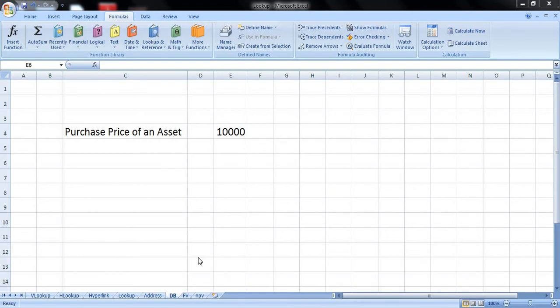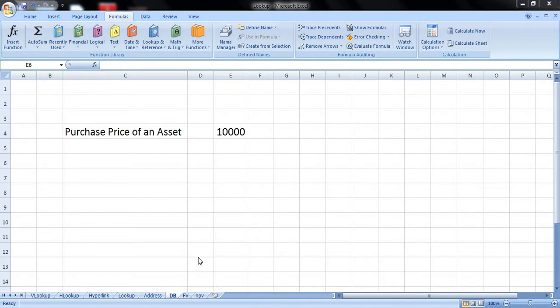Let us understand in this video various functions of the financial category in MS Excel. Financial category functions are used to calculate or analyze financial information. We can calculate, analyze, and interpret various kinds of financial information using these predefined functions of MS Excel. Almost all the necessary financial functions are available in MS Excel. Let us learn some of them through this video.